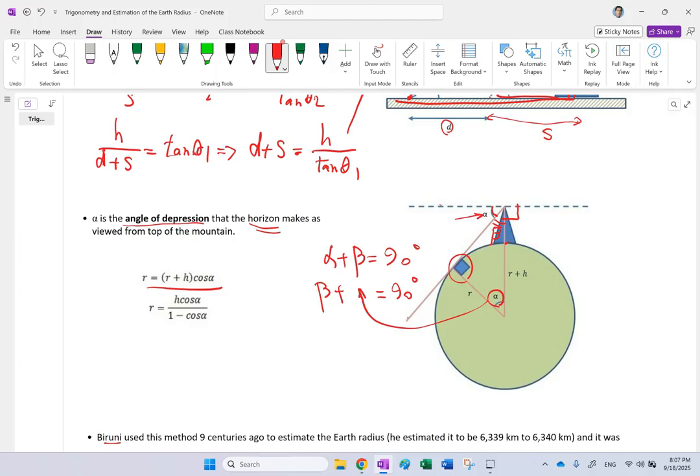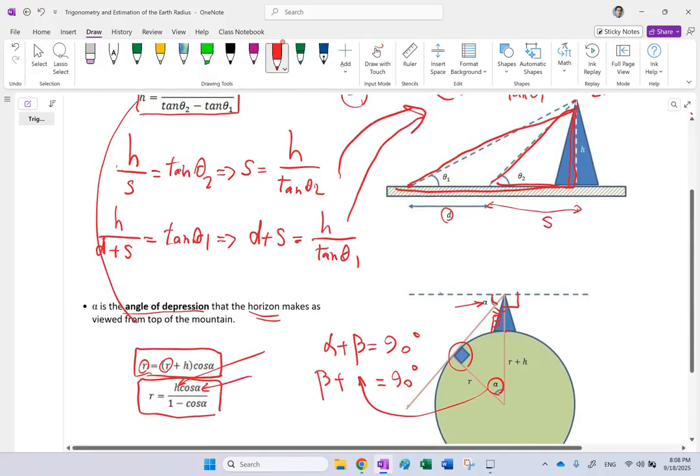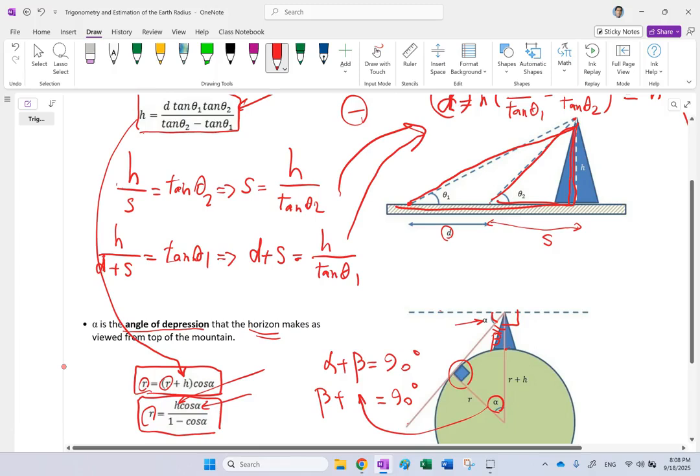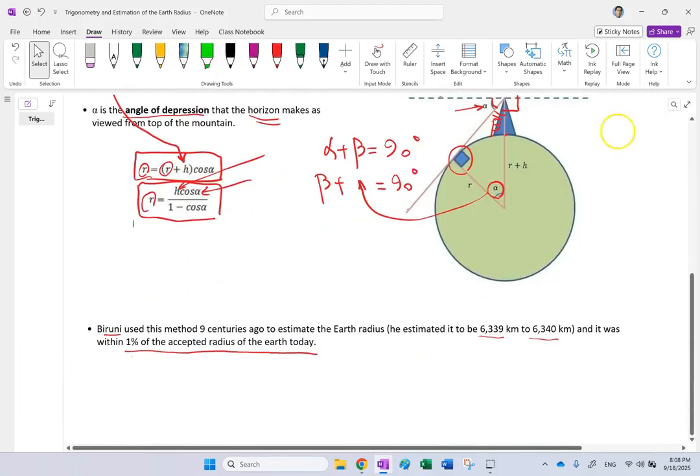And now, as I said, in this right triangle, r equals (r plus h) cosine alpha. And if you solve for r from here, r is going to be h cosine alpha over 1 minus cosine alpha. And now you see the trigonometric function cosine is showing itself. So if you have a measurement of alpha, and if you have the measurement of the height of the mountain, which you got just from this top formula here, guess what? You are going to be able to measure the radius of the earth. And he did it within 1% of the actual number that we know today, 900 years ago.